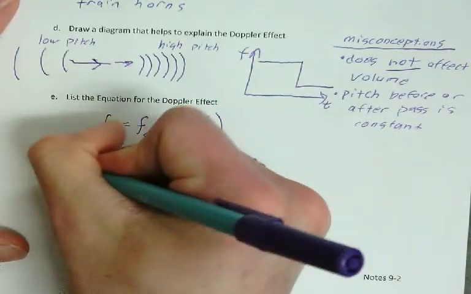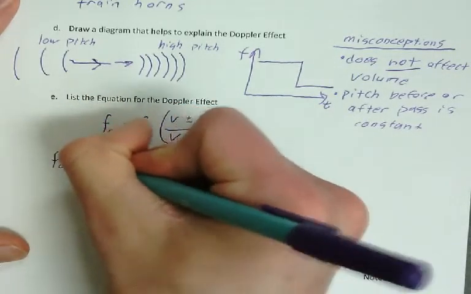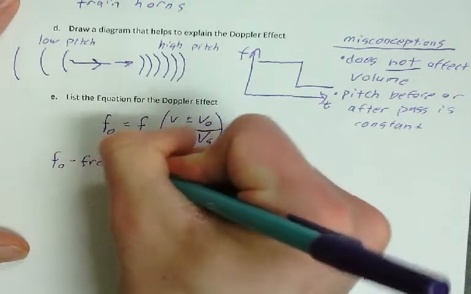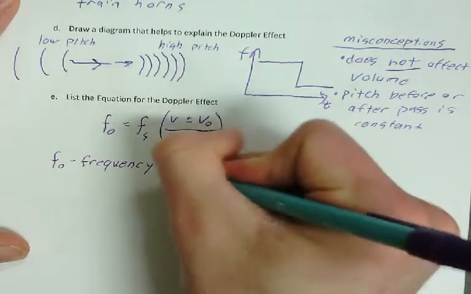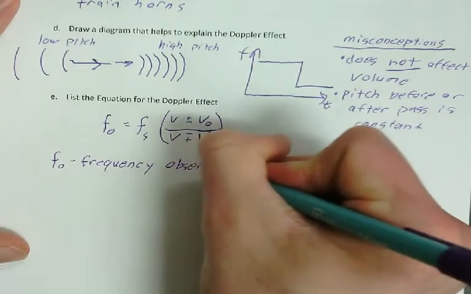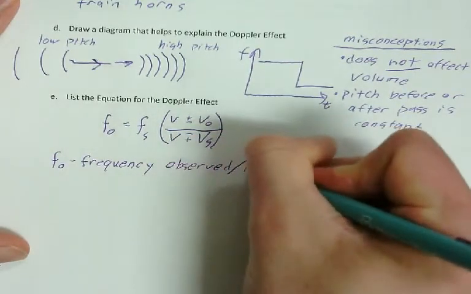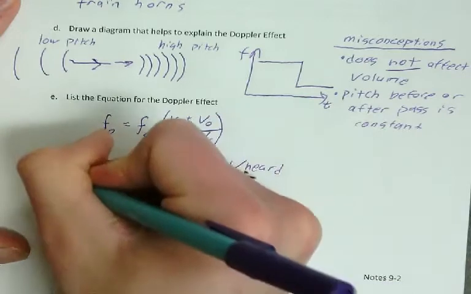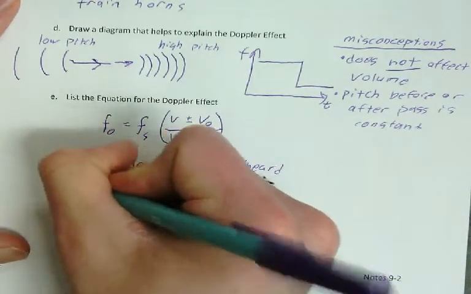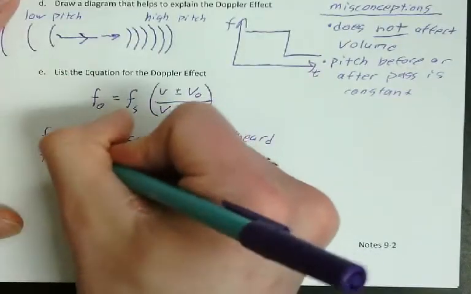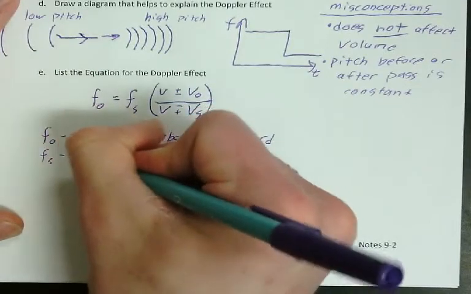So FO is the frequency observed or heard. FS is the frequency made, or the source frequency.